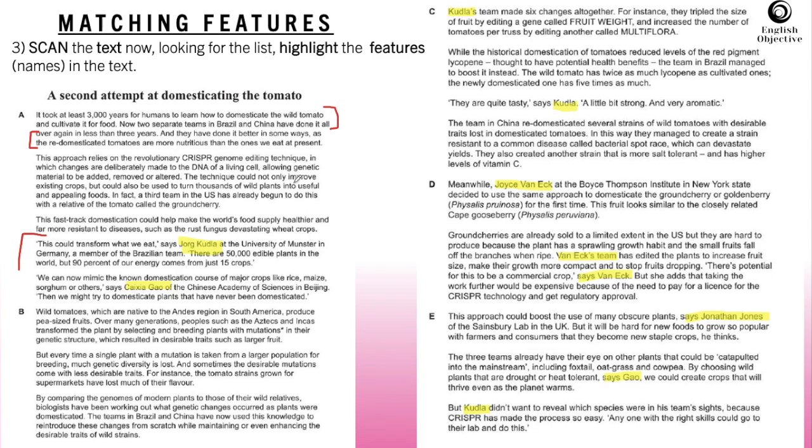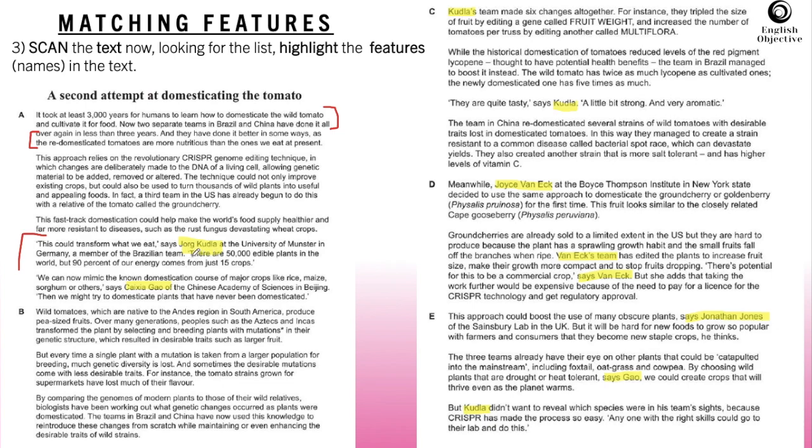This approach relies on the revolutionary genome editing technique, in which changes are deliberately made to the DNA of a living cell, allowing genetic material to be added, removed, or altered. Such as the rice, fungus, domesticated wheat crops. This could transform what we eat.